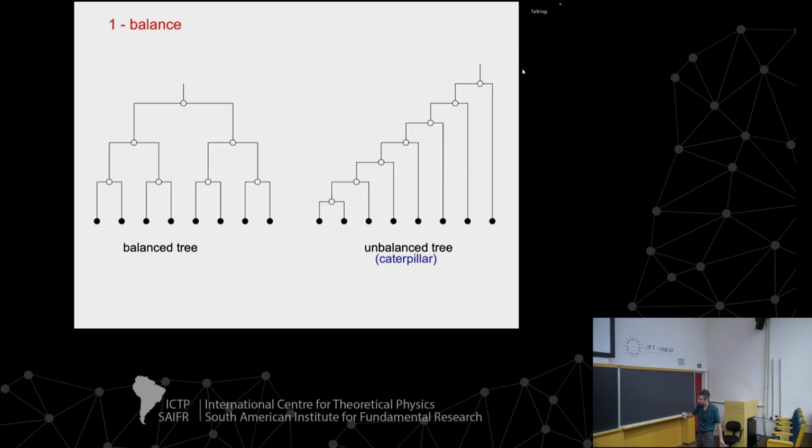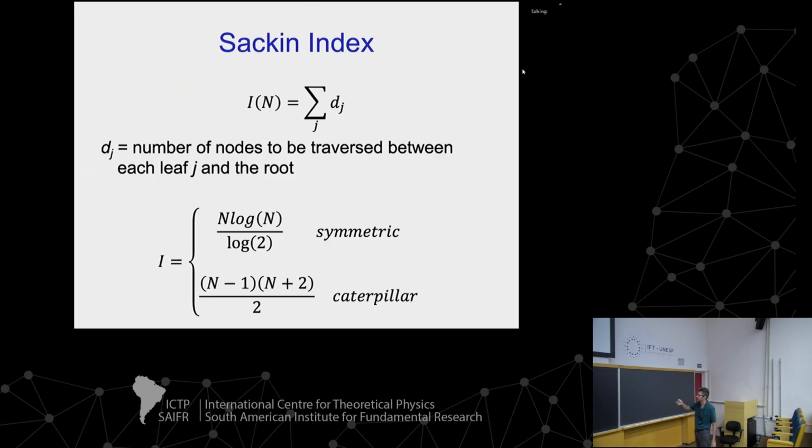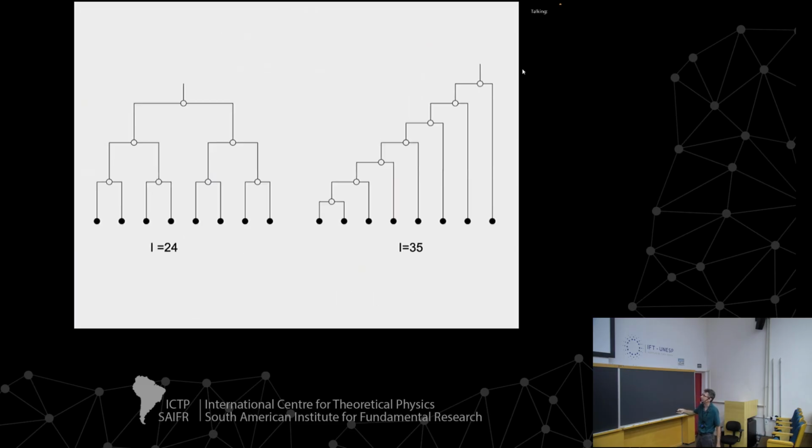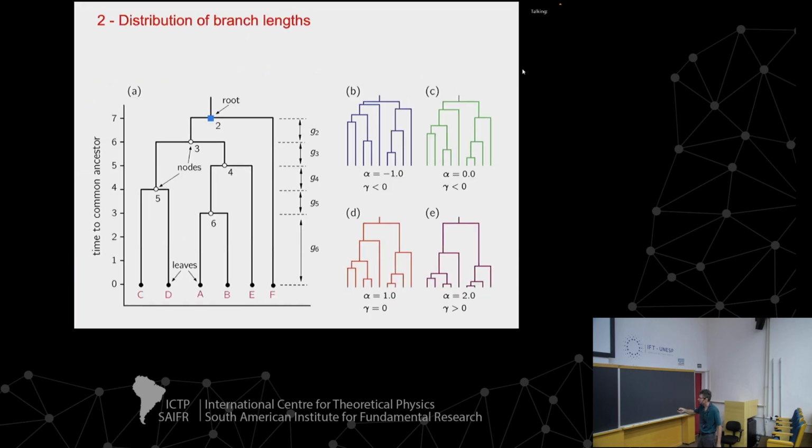And these trees can be quantified. You can have phylogenetic trees that are more balanced, or trees that are unbalanced, and there are numbers to measure this. This is an index that is used to measure balance. The larger the index, the more unbalanced the tree is. And you can also measure the distribution of length of these trees. So there are parameters that you can measure that tell you how these branches are distributed.